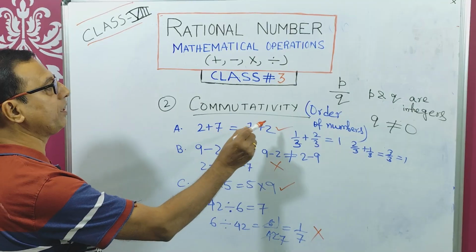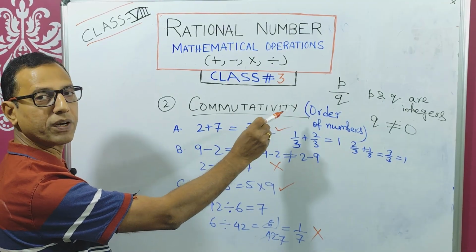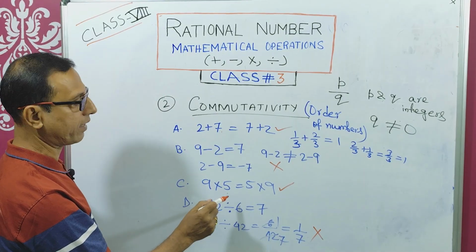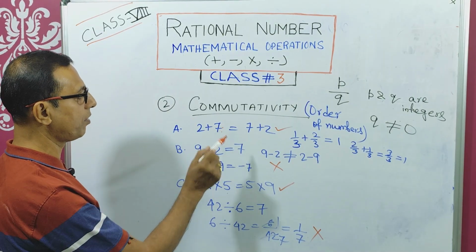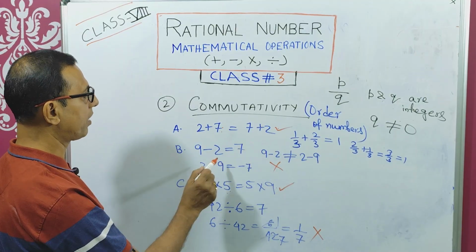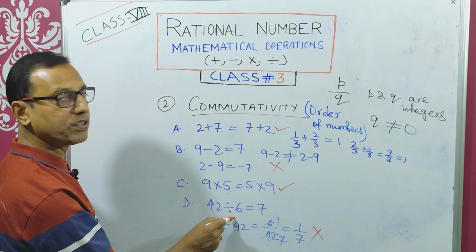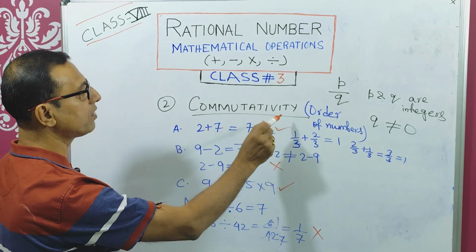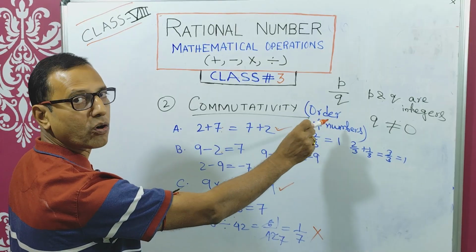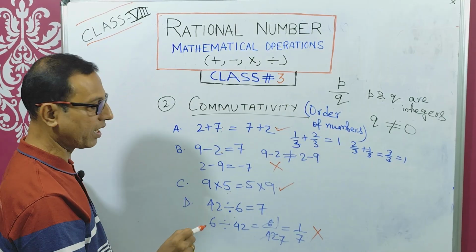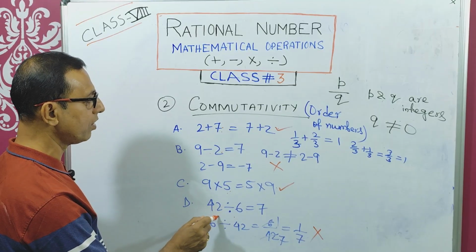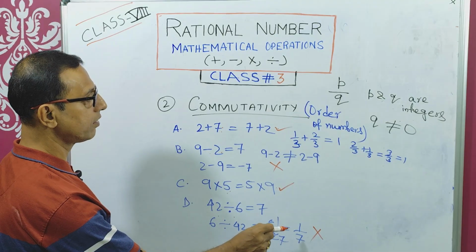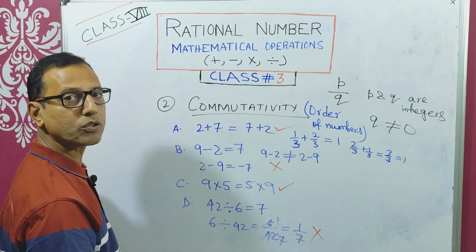That means for commutativity, if I change the order of operation, addition and multiplication are not impacted. So addition and multiplication support commutativity. But subtraction and division do not support commutativity, because commutative means order of numbers. If you change the order of numbers, the result should be the same. But for subtraction and division, if you change the order of numbers, then the result gets changed. That means it does not support commutativity.